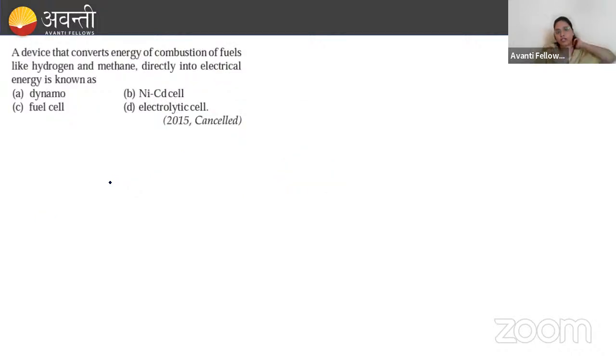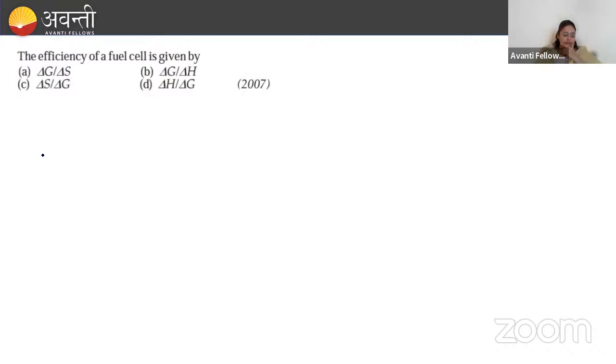Okay, next, the device that converts energy of combustion of fuels like hydrogen and methane directly into electrical energy. So this cell is very, very important. It is known as a fuel cell, which converts energy of combustion of fuels, hydrogen, methane, directly into electrical energy. That's why it is known as a fuel cell, because here we use the fuels in order to produce the electricity.